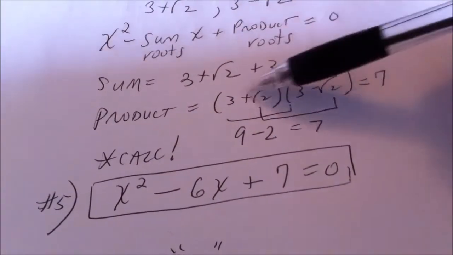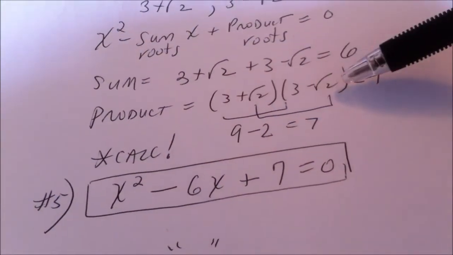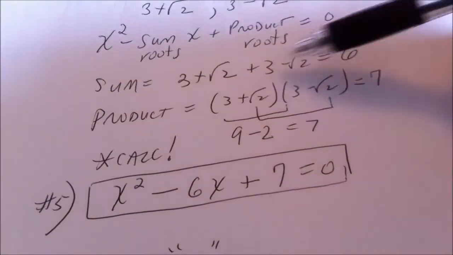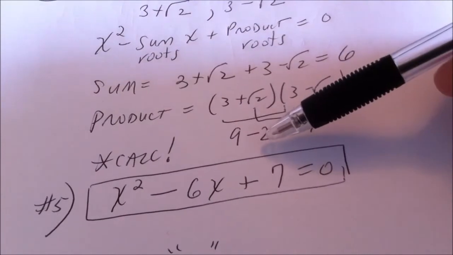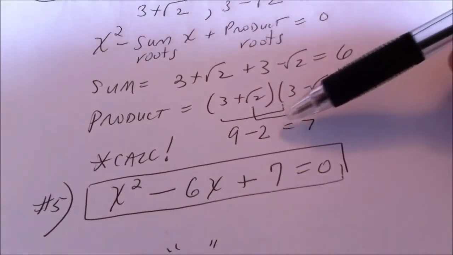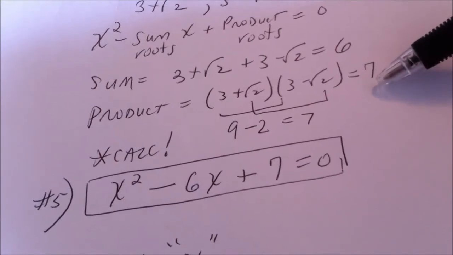The product, the same thing. If you type this in with the parentheses, it's going to give you the 7. Since these are conjugates, all you really have to do is the first and the last. 3 times 3 is 9. A positive times a negative is a negative. Radical 2 times radical 2 is 2, and you get the 7 that way. But don't get this wrong. Please type it in the calculator.